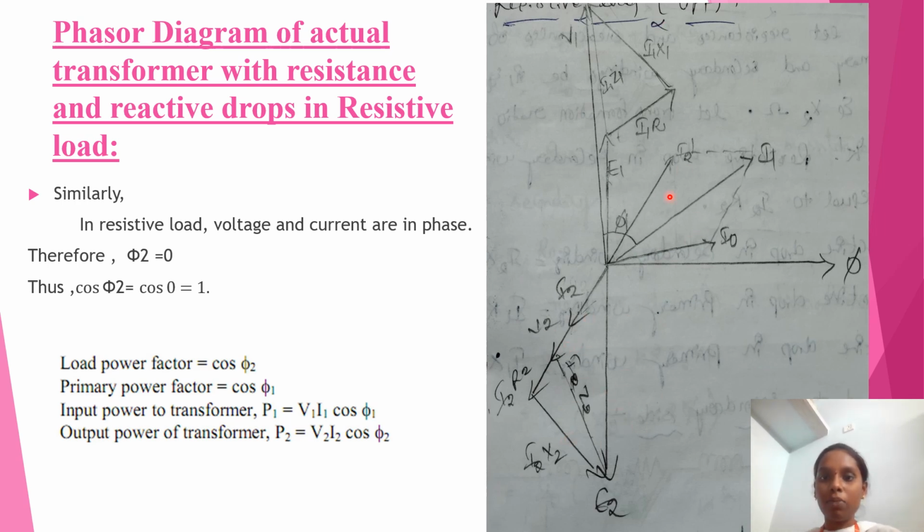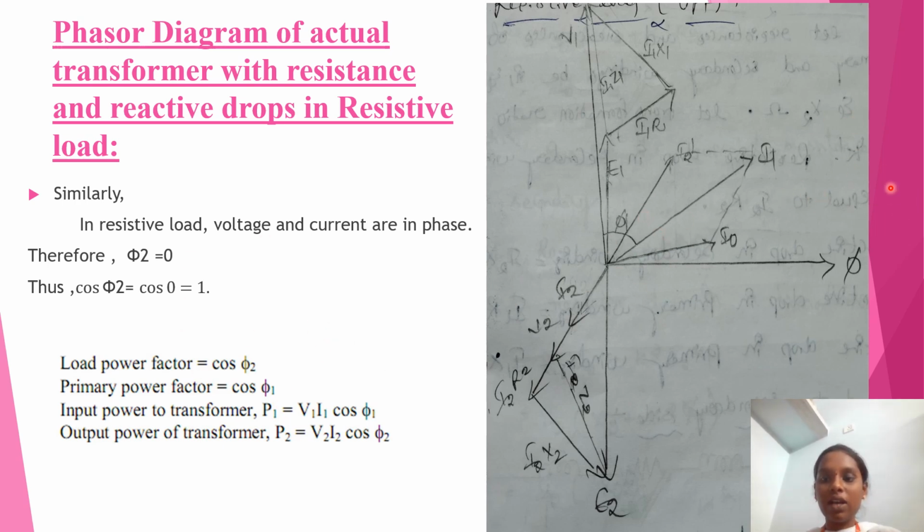The sum of R2 and X2 gives Z2. This is the secondary side. Coming to the primary side, I2 is exactly opposite to I2 dash. Next, this is I1, this is I0. The sum of these two is I1. So I1 R1 is exactly parallel to this one. This is X1, perpendicular. This is V1. The angle between V1 and I1 will give phi 1. Similarly, the same happens here.